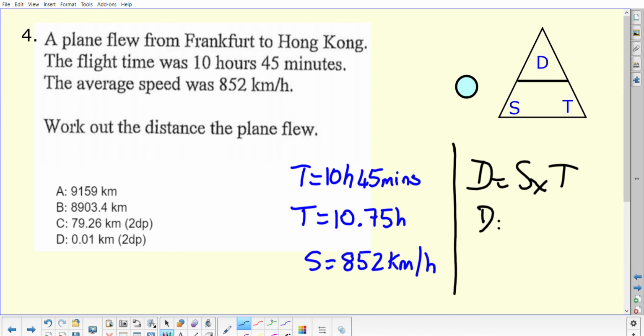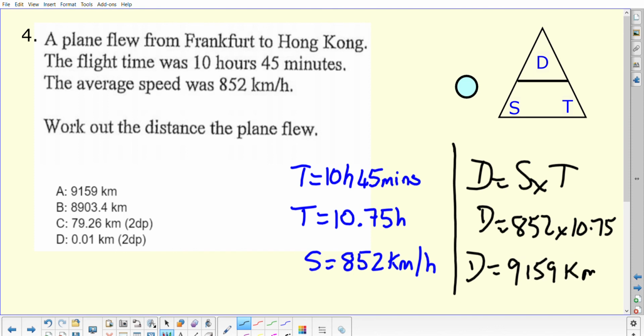So you should have been doing 852 times by the 10.75, and that would have given you an answer of 9,159, and that would be kilometres. So it was answer A that we were looking for.